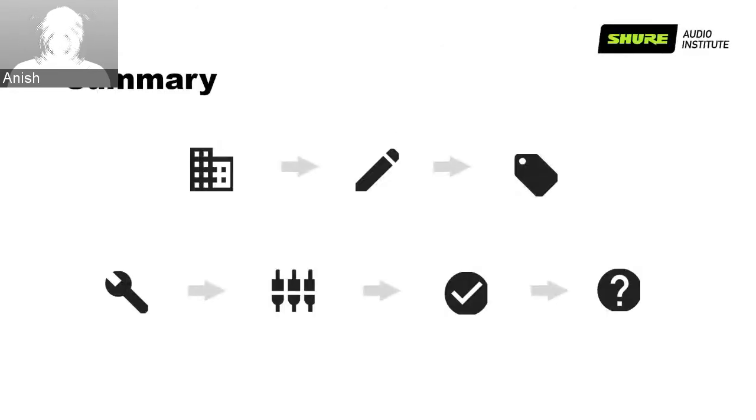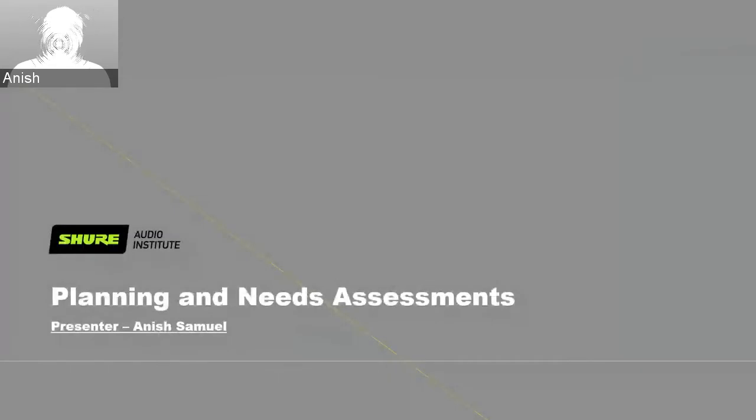To summarize, this gives us a good idea of the lengthy and collaborative nature of a room design project. This is just to make sure that the project goes well. Let's look at some ways to get the best data for starting the project. That is the needs assessment. Moving on to module 4, planning and needs assessments.